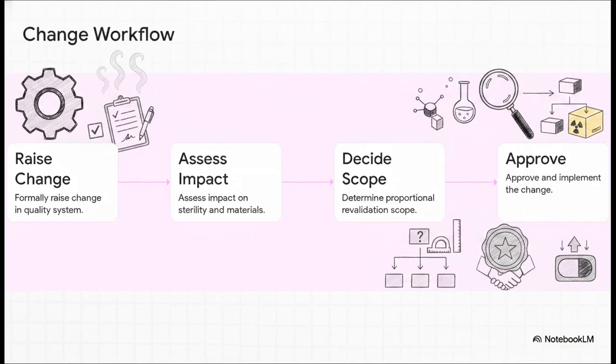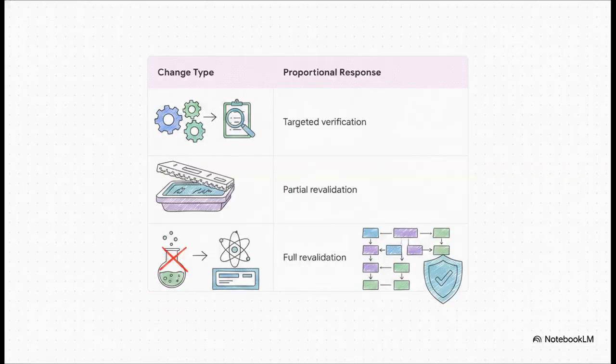To actually execute that proportional response, you follow this workflow. Step 1, you formally raise the change within your quality system. Step 2, logically, and I mean really thoroughly, assess its impact on sterility, materials, and packaging integrity. Step 3, based on that careful assessment, you decide on the proportional revalidation scope. And finally, Step 4, approve and implement. Taking the time to assess before acting, that is exactly what separates a tightly controlled process from total chaos. Let's look at some concrete examples to see what proportional really looks like in the real world.